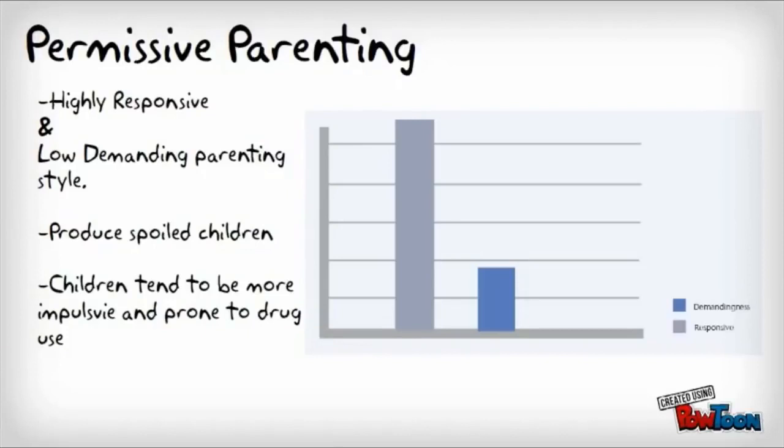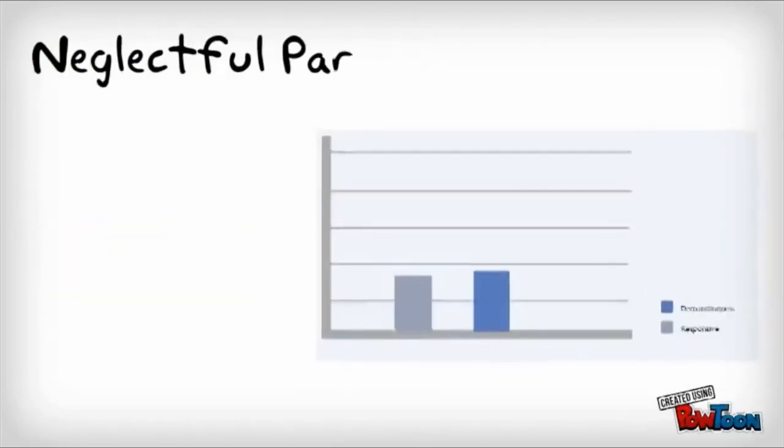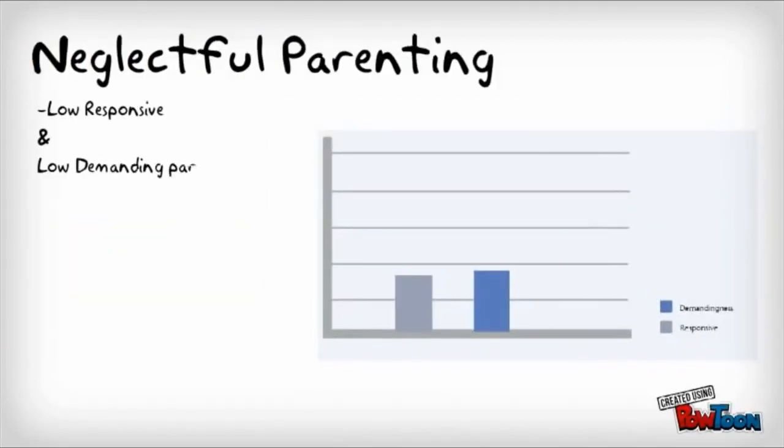The fourth and final style of parenting outlined by Jacoby and Martin as an extension of Baumrind's research is the neglectful style of parenting.